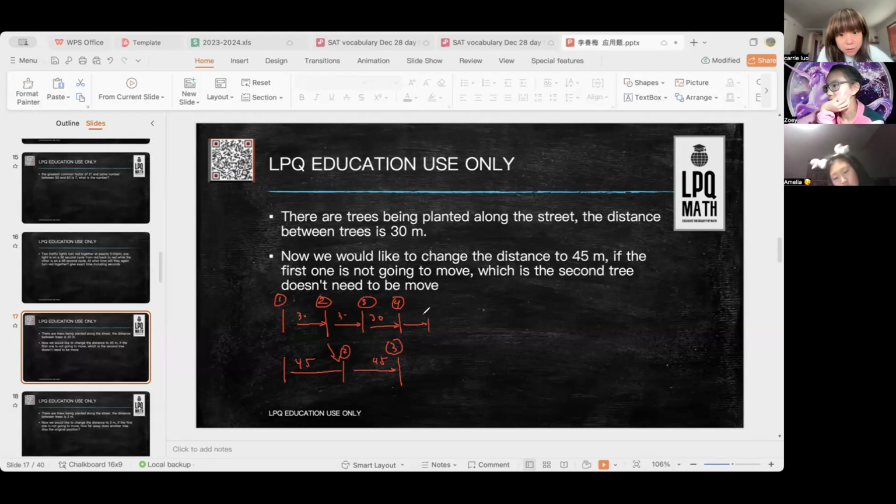So this is the fifth tree. So 30. I want to know which one is the fourth one. The fourth one is changing, right? So which one is not changed? So this one, the third one and the fourth one, actually they're planted at the same spot. So this one is not changing. Understand?